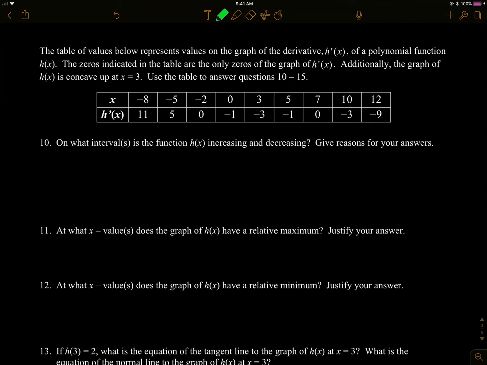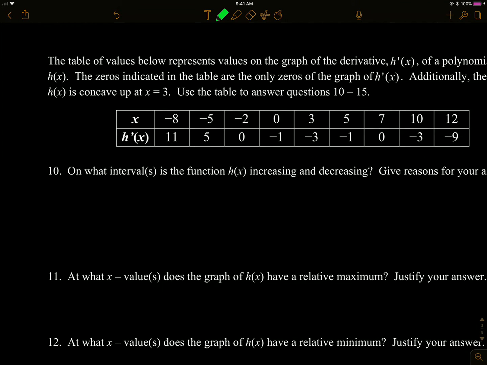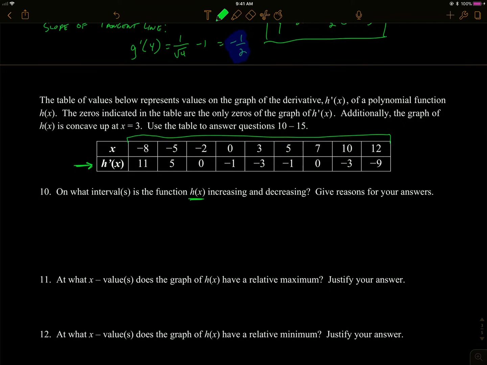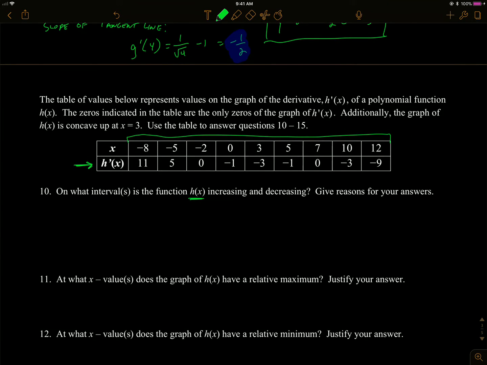On what intervals is the function h of x increasing and decreasing? Give reasons for your answer. So remember, they're telling us values of h prime, but they are asking about h. When they're talking about intervals of x, we're going to answer with these numbers up here on the top. So on what intervals is the function increasing and decreasing?